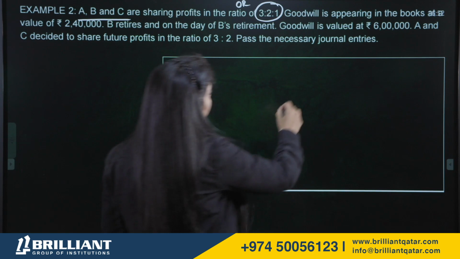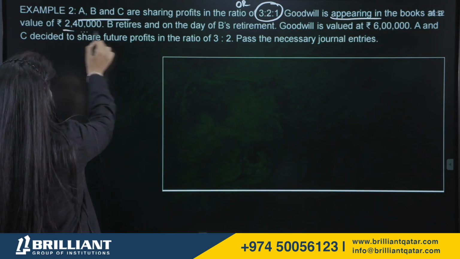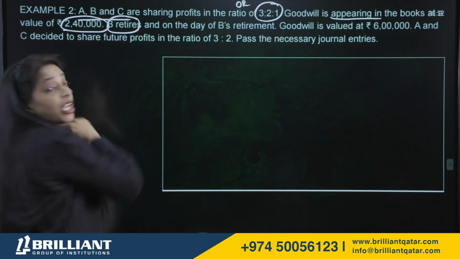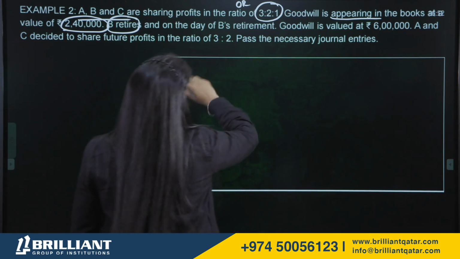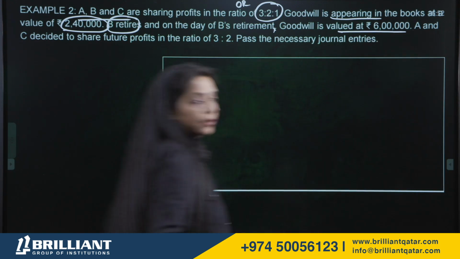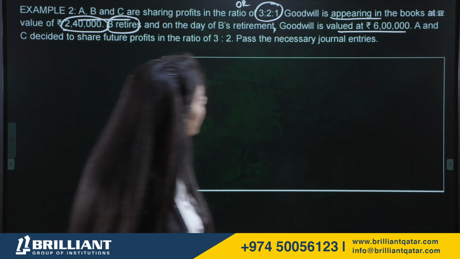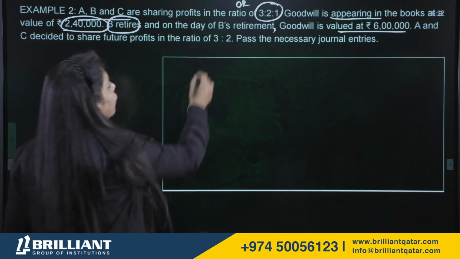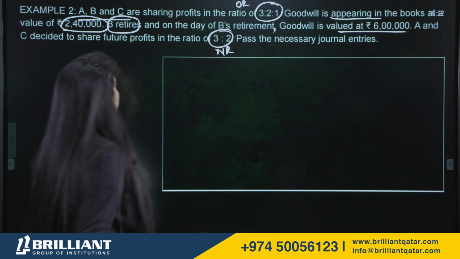So goodwill is appearing in the books at rupees 2,40,000. And B retires. It is B who is retiring. And on the day of B's retirement, goodwill is valued at rupees 6 lakhs. A and C decided to share the future profits in the ratio of 3:2. So the new ratio is 3:2.